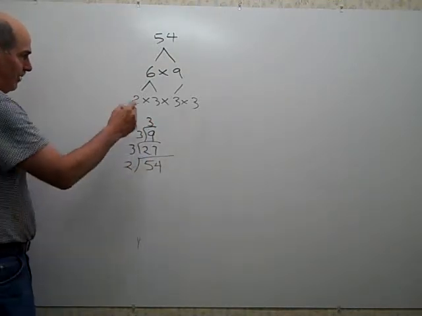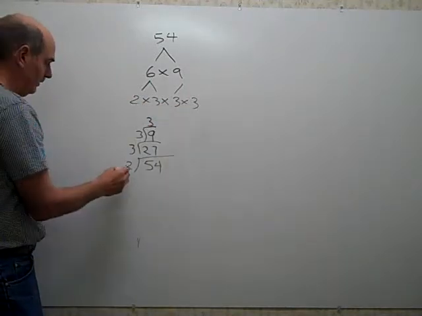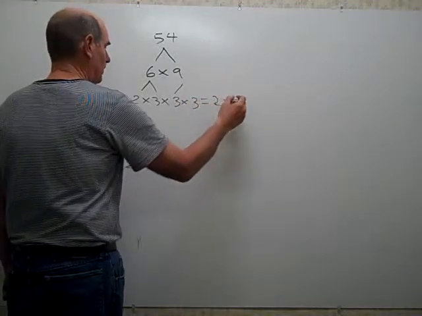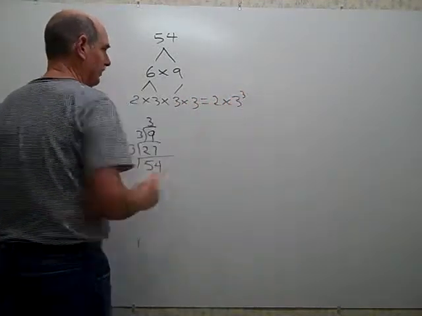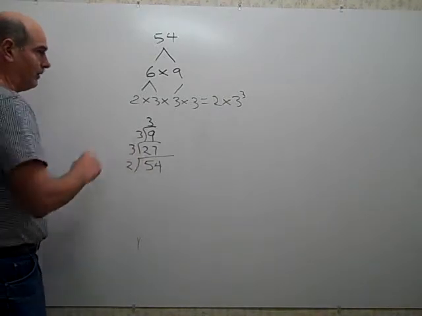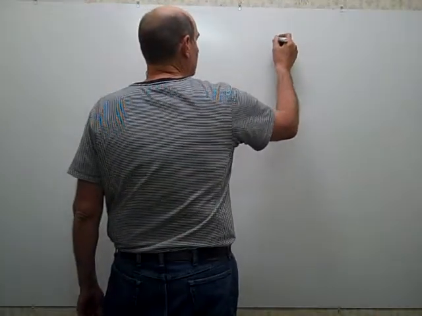And now I have the same list that I had when I used the factor tree: 2, 3, 3, and 3. Which is going to be 2 times 3 to the third power if I write it using exponents. Then I'm going to do 72.